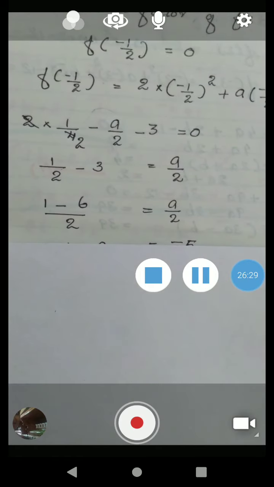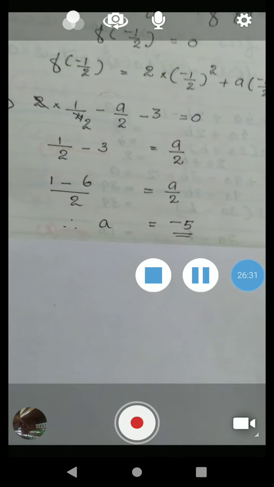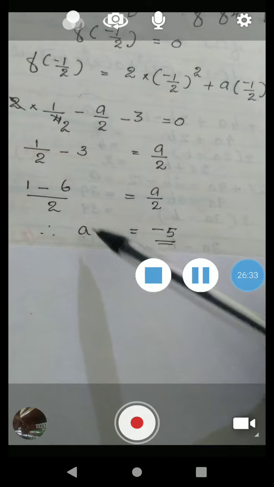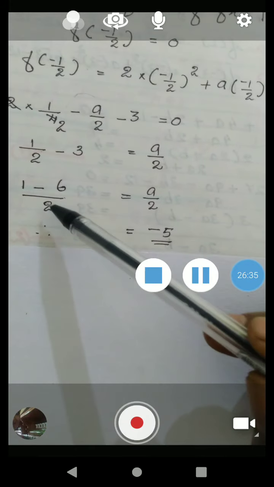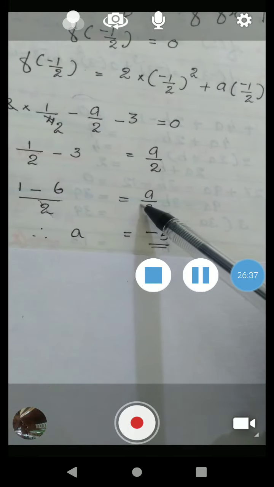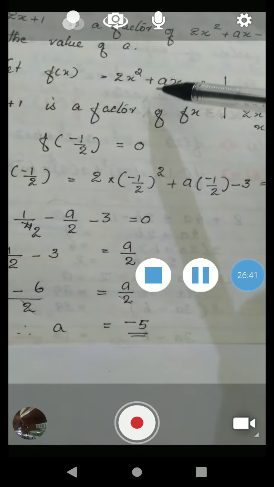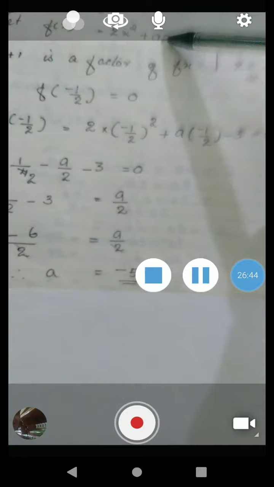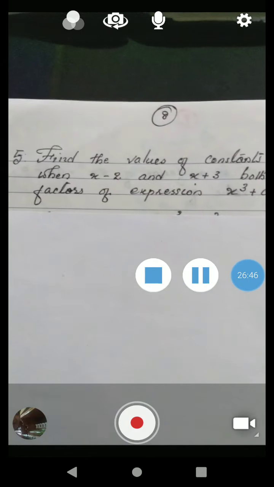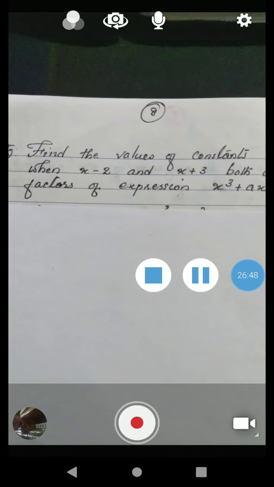What is 1 minus 6? That is minus 5. Here we get minus 5. We can cancel these two 2's. So we get a is equal to minus 5. Fourth section, second part is homework.